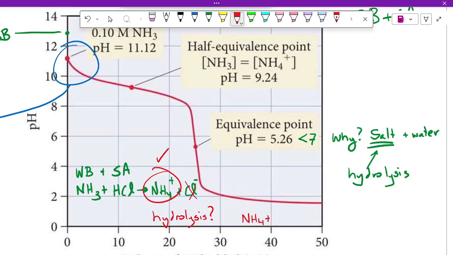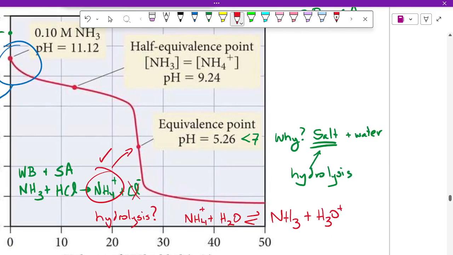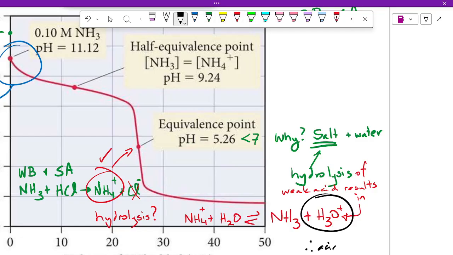NH4+ reacts with water. What do we get? NH3 plus H3O+. So the hydrolysis of the weak acid results in H3O+, therefore it is acidic. Is that good? Okay.